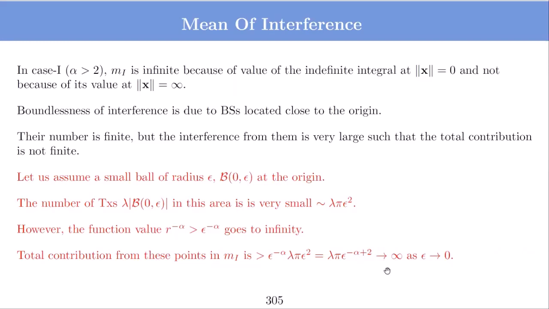So this is the reason why the interference is infinite in this case. The number of transmitters is finite and very small, but each individual contribution is very large. When you multiply them, because alpha is more than 2, the coefficient alpha minus 2 becomes positive, so this whole contribution goes to infinity.